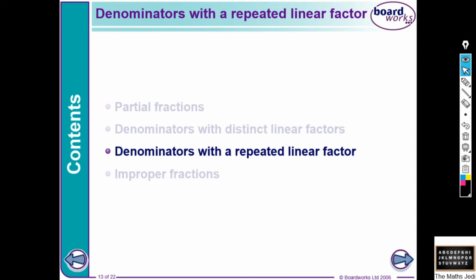This one follows straight on from the video you've just seen prior, which is on distinct linear factors with partial fractions. This is partial fractions now with a repeated linear factor.